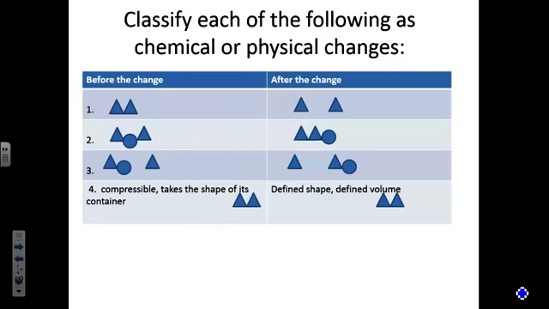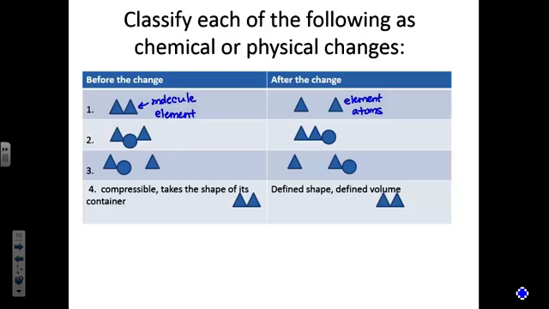Okay, so in number 1, you may have caught that I mentioned that this was a molecule and that it's a molecule of an element, because in order to be a compound, you have to have 2 different types of atoms. I only have 1. Afterwards, I still have an element, but now I have 2 atoms.